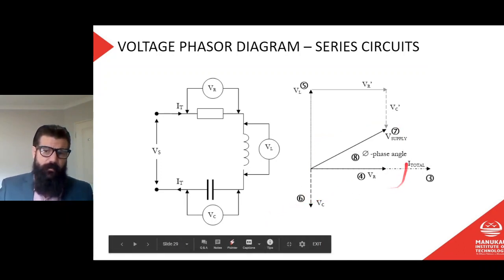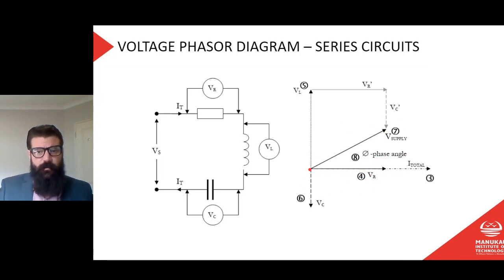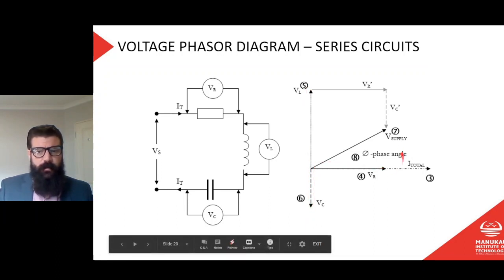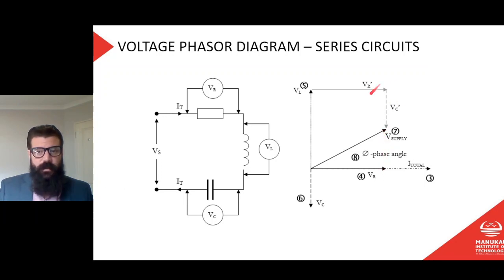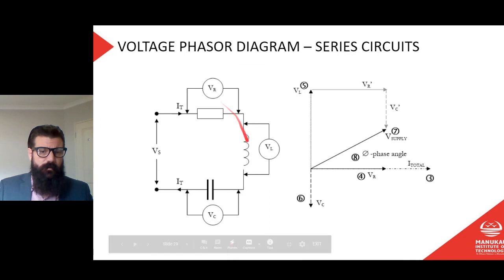So our phasor diagram here is the same as our impedance triangle earlier. We have the voltage across the resistor, the voltage on our inductor, and the voltage on our capacitor, and so our total reactive voltage is represented here. So this point here would be the voltage on the inductor minus the voltage on the capacitor, which gives us our reactive voltage here. Then this line here represents the supply voltage, and you can relate each of those to this diagram here.